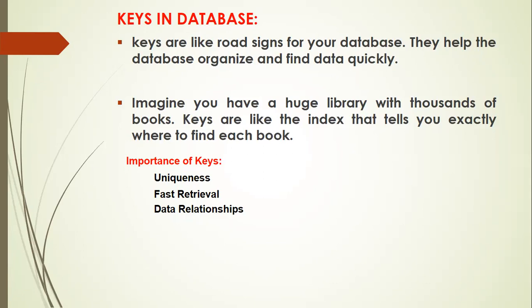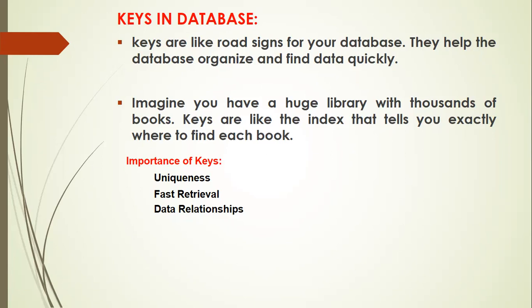For example, what will happen if you have two books with the same title and author in a library? That is uniqueness. Second one, we'll see fast retrieval. Here keys will make searching for a specific piece of data lightning fast. It will give an accurate and exact result if you want to search for a particular record.